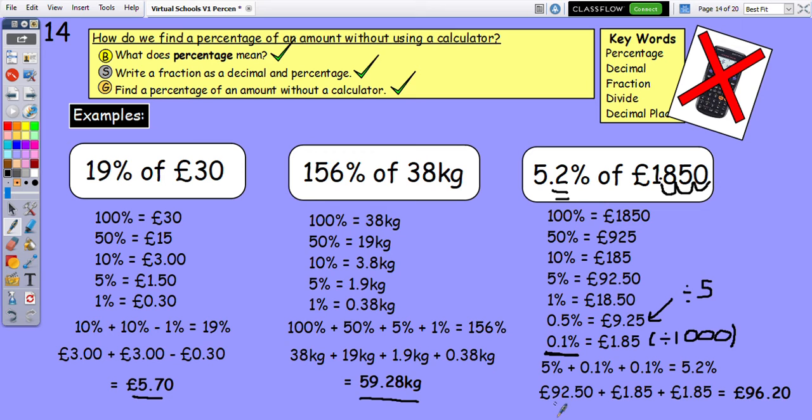Okay, so if I add them together, I get £96.20. I don't get 96.2. That's not what I get. I get £96.20. Okay, so again, be careful how you write your answer, especially if it's money. It's got to be a money answer. Okay, brilliant.